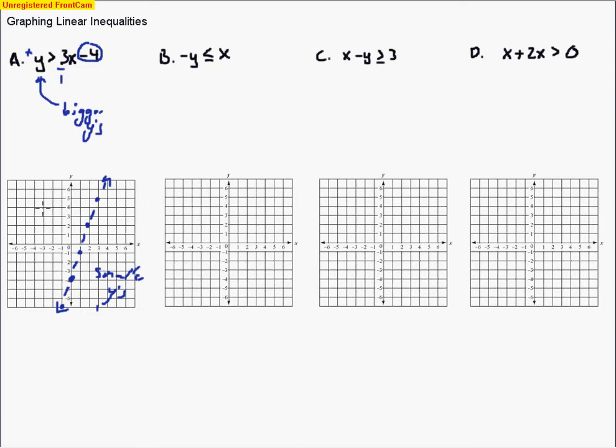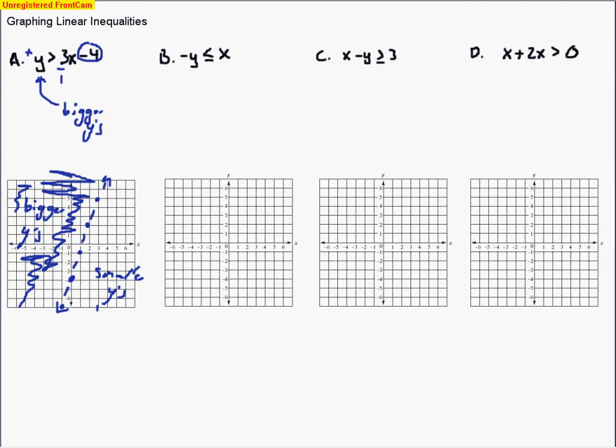But this side has bigger y's, and you can see that as you go up this axis, the y-axis. See, numbers are getting bigger. 1, 2, 3, 4, 5, 6. Those are bigger y's. So bigger y's are where we shade, and that's in this region here. That's where we'd end up shading for that problem. Let's take a look at the next one.